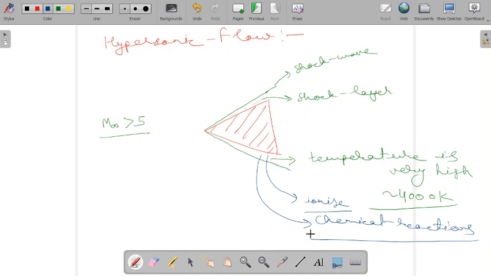Mainly, hypersonic flow situations you can see in rocket engines. When the hot gases are coming out of the nozzle of a rocket engine, there you can find the occurrence of hypersonic flows. If you have a spacecraft coming from space, once it enters the atmosphere, at that point also we experience very high Mach numbers and a situation of hypersonic flows.